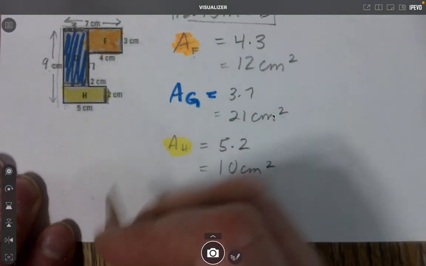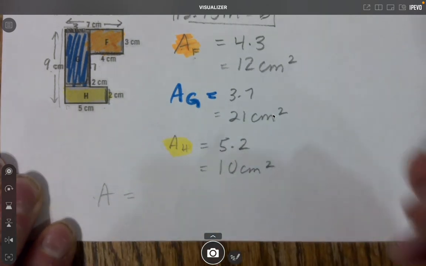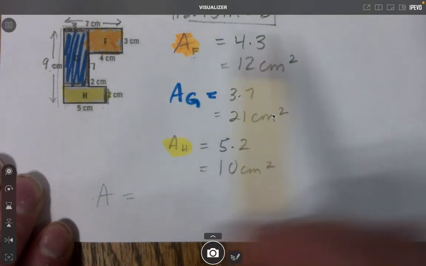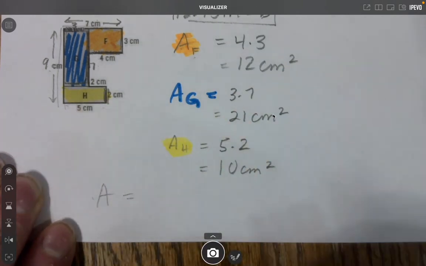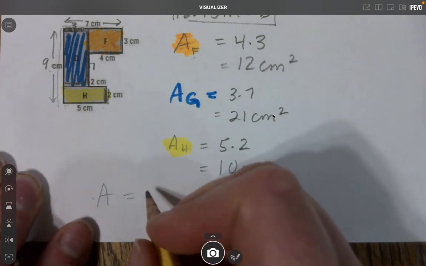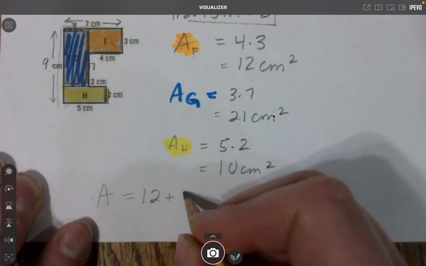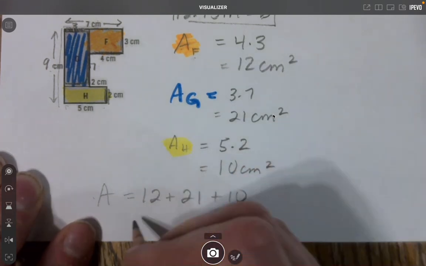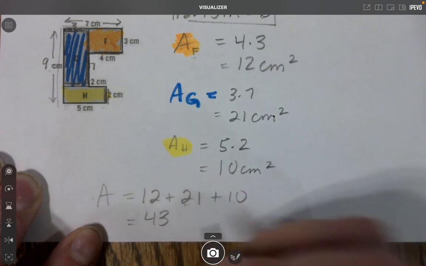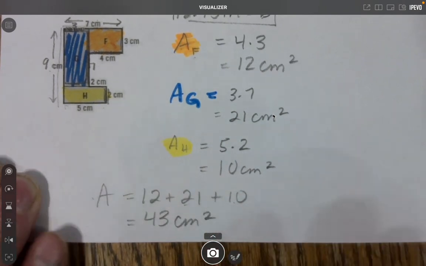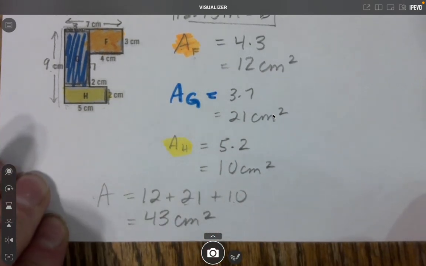So if I'm trying to find my total area, I would have to add all of those parts together. I'd have to add my orange, blue, and my yellow squares or rectangles. I guess they're all rectangles. We don't have any squares, do we? So we're going to be adding 12 plus 21 plus 10, which is going to be, let's see, 10, 20, 30, 43. And our units were centimeters squared. So that would be our total area.